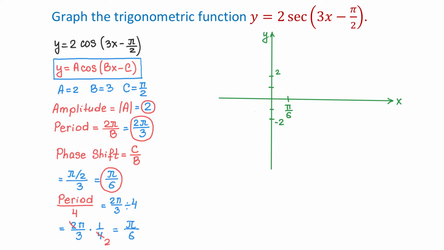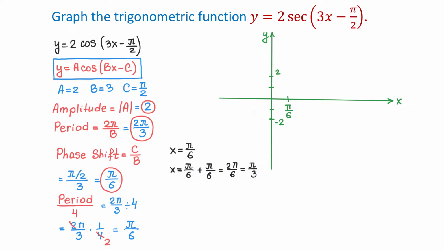Next, we will find the x-coordinates of the 5 points. The first x-coordinate will be pi over 6, and this is the point where the cycle will begin. To find the next x-coordinate, we will take pi over 6 and we will add a quarter period. Then x equals pi over 6 plus pi over 6, which makes 2 pi over 6 or pi over 3.